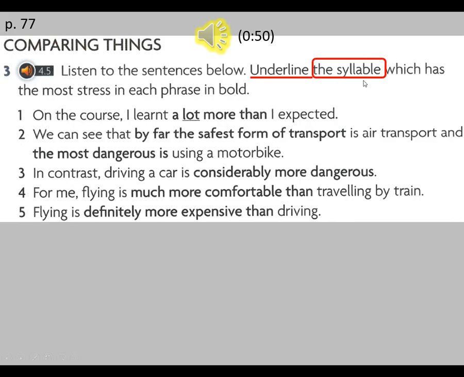Which syllables have you underlined? Let's check. You should have underlined these syllables. To check it again, let's listen one more time.